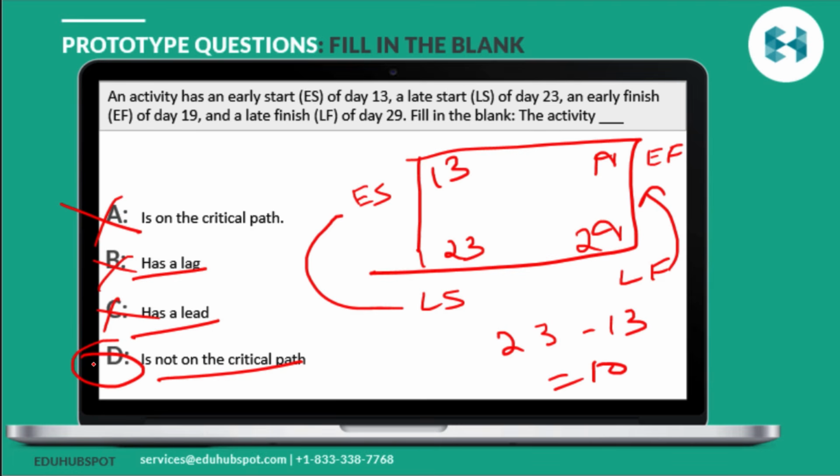So this is your fill in the blank question, which you may get in your actual PMP exam.